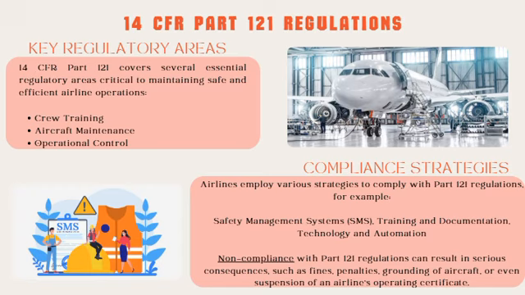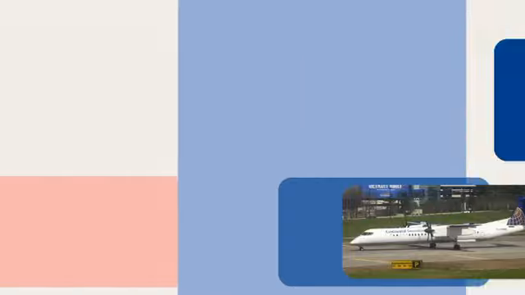Non-compliance with Part 121 regulations can result in serious consequences such as fines, penalties, grounding of aircraft, or even suspension of an airline's operating certificate. The FAA conducts regular inspections and audits to ensure that airlines maintain compliance, and violations are often met with enforcement actions to maintain industry standards.